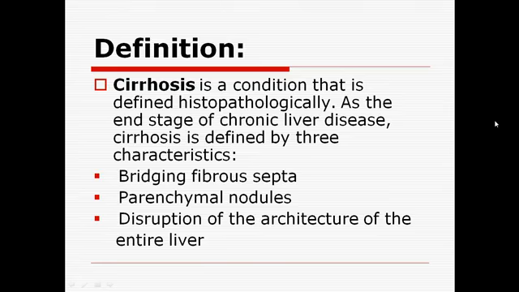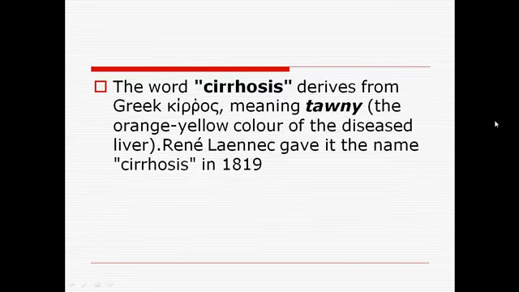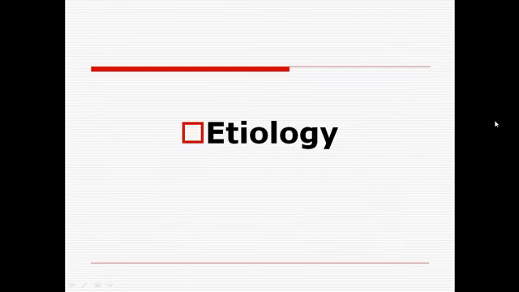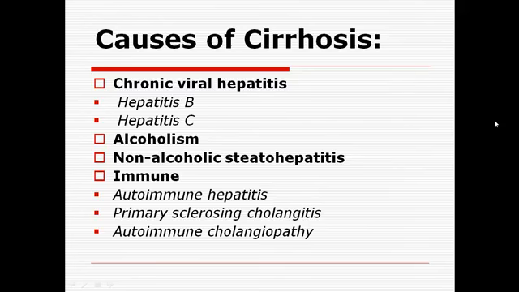Cirrhosis is defined by three characteristics: bridging fibrous septa, parenchymal nodules, and disruption of the architecture of the entire liver. So in your final professional examination, you may be asked what is cirrhosis or what is chronic liver disease. You have to define it meticulously. And definitely after that you will be asked what are the causes of cirrhosis, what are the causes of chronic liver disease. You have to know some causes.